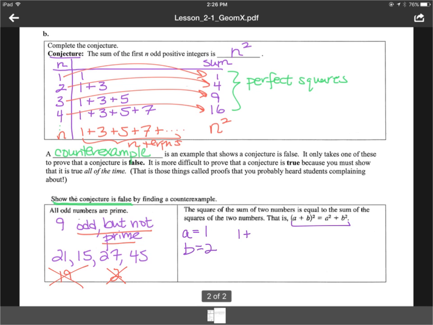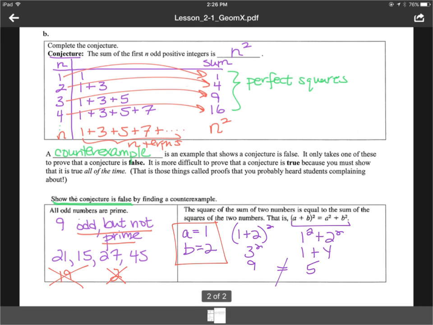So 1 plus 2 on the left side being squared would be 3 squared, which is 9. On the right side, they're doing 1 squared plus 2 squared. Well, that's 1 plus 4, which is 5. Those are clearly not equal. That means that we have come up with a counterexample.